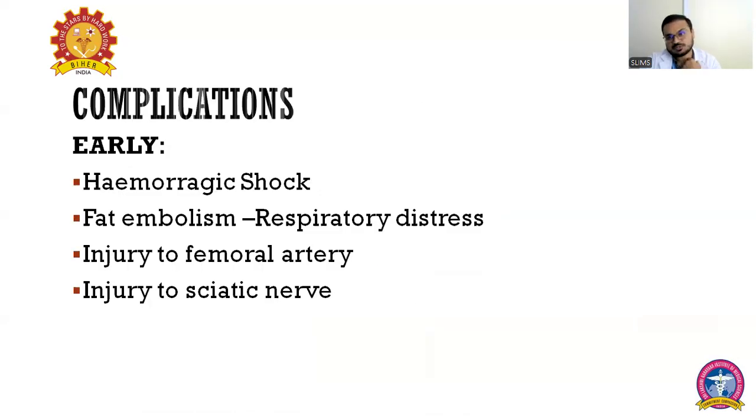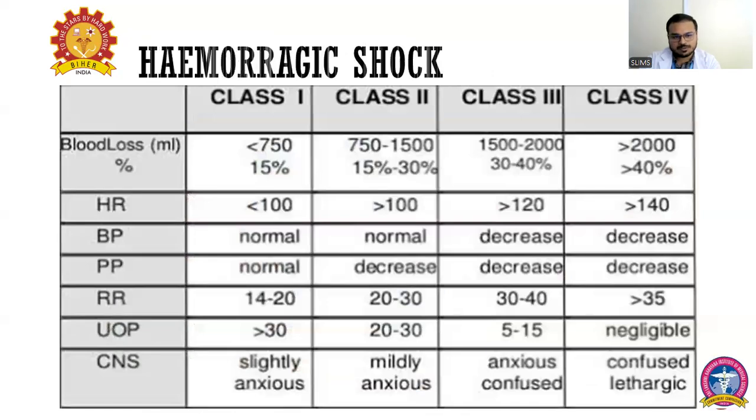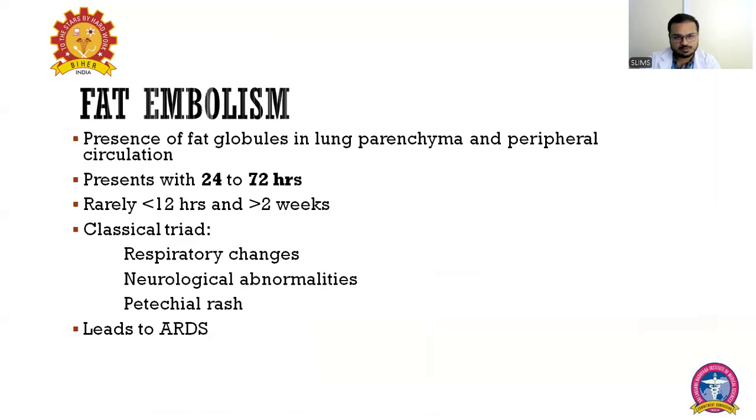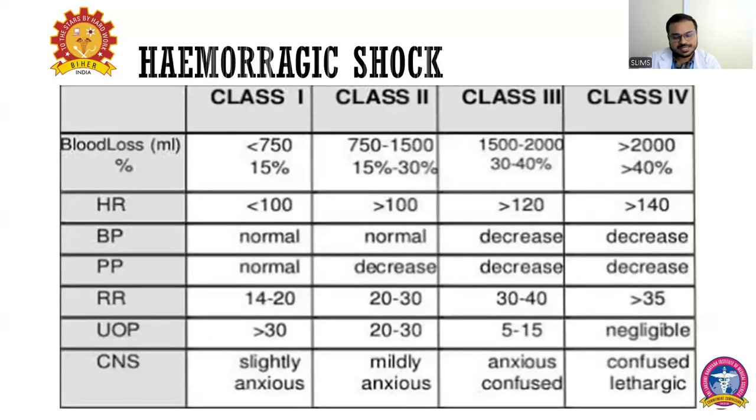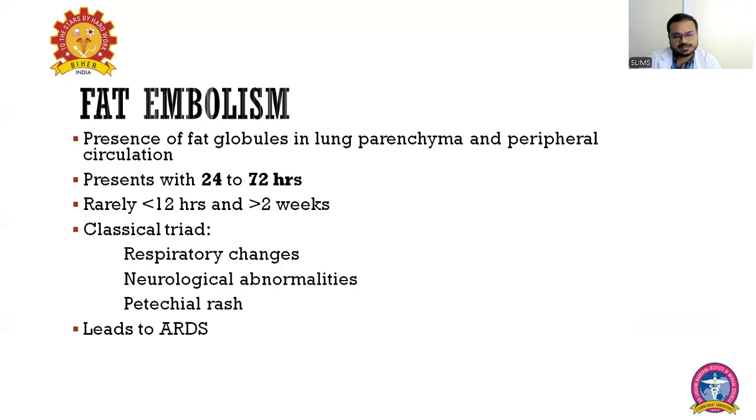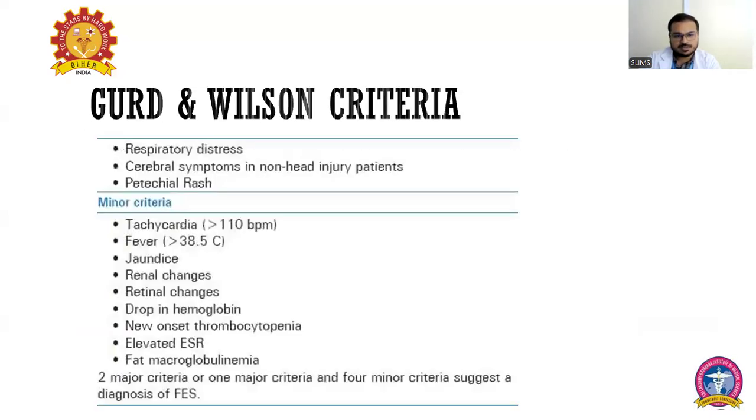And the most common complications, hemorrhagic shock and fat embolism syndrome, should be known by everyone, and how to diagnose a hemorrhagic shock and how to diagnose a fat embolism with the specific tabular columns and criteria should be known by all. The fat embolism syndrome should be diagnosed with Gurd and Wilson's criteria, with 2 major criteria and 4 minor criteria, which should be known by everyone.